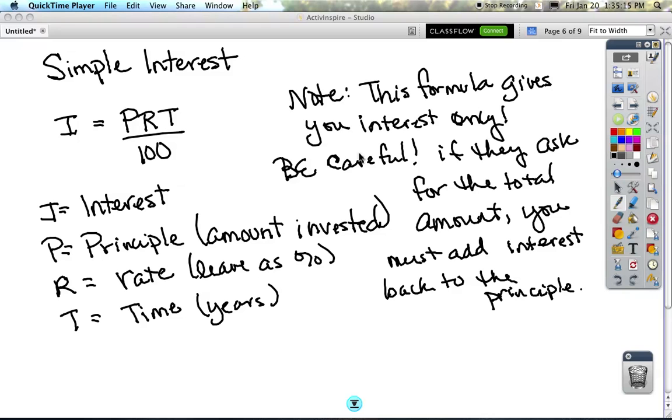Okay, a special note is this formula gives you interest only. Be careful. You may be asked for the total amount, not just the interest. So if you're asked for the total amount, you must add the interest back to the principal.